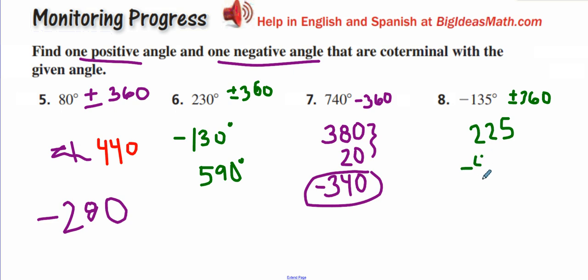So again, if we were to draw these angles, all of these angles would be the same exact measurement right there. All right. So again, one positive, one negative, pick one of each.